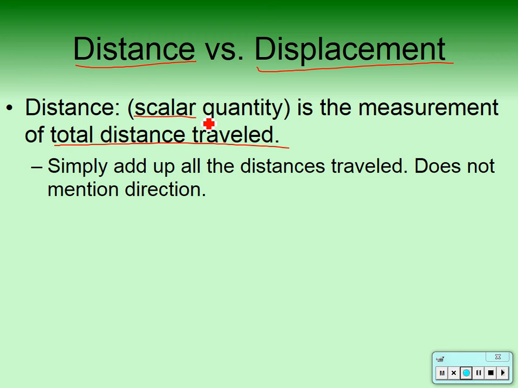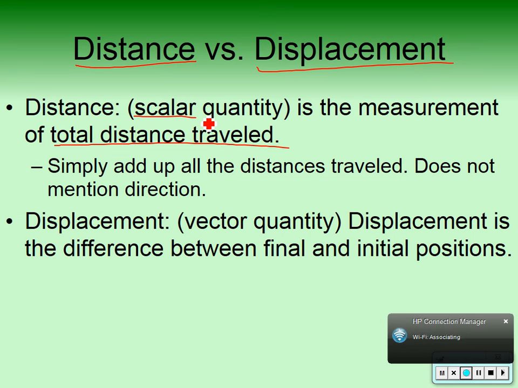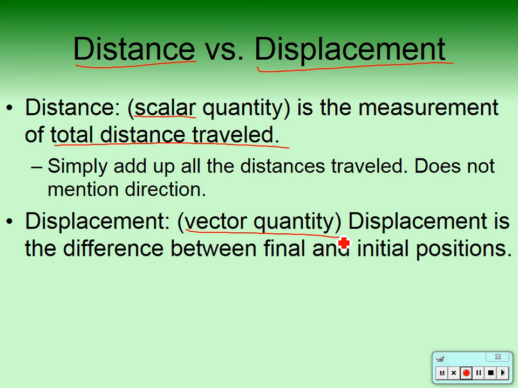Okay, let's contrast that to the second word up here, displacement. Displacement, like it says, is a vector quantity. Displacement is the difference between final and initial positions. Now, I didn't put this on the notes, but I want you to write this in your book somewhere. Okay? In physics, you're going to see this symbol a lot. It's the Greek letter delta. What does it mean in physics?